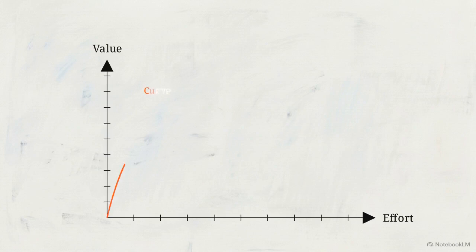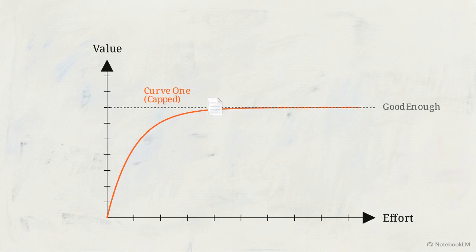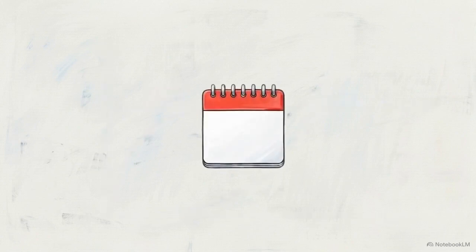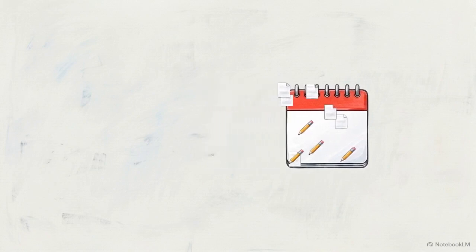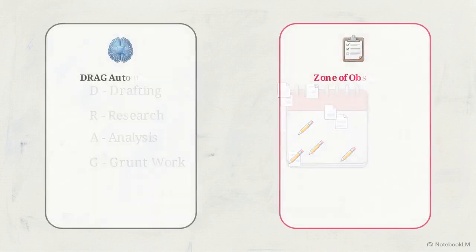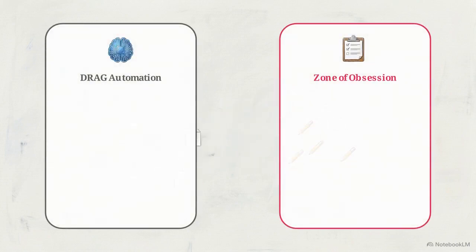Curve 1 tasks have capped payoffs. Once you reach the zone of diminishing returns, like formatting slides or doing expense reports, additional effort yields no extra value. On your calendar, isolate those capped payoff tasks using the DRAG framework: drafting, research, analysis, and grunt work. If a task involves staring at a blank page, aggregating web searches, or manual data tabulation, it belongs in this automation column for AI to handle.